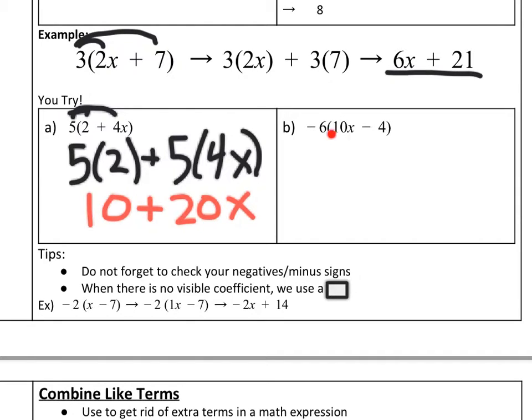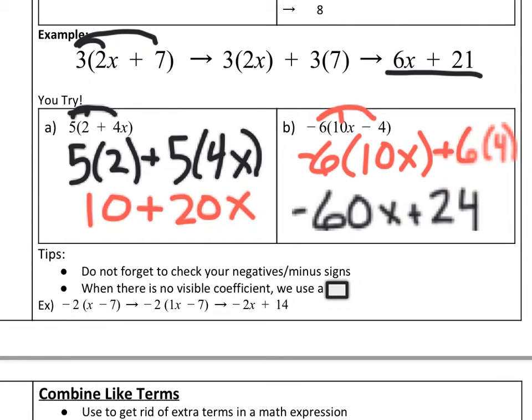Looking at the next example, we want to distribute the negative 6. That would be negative 6 times 10x. Then also distribute to the minus 4. Notice that we have a negative 6 times a minus 4, or a negative 4. So that negative times a negative is going to become a positive 6 times 4.